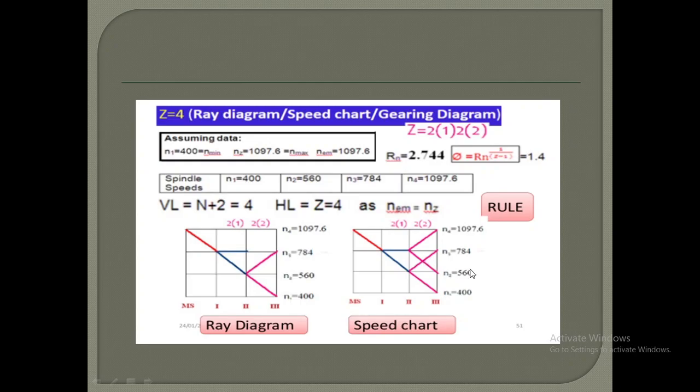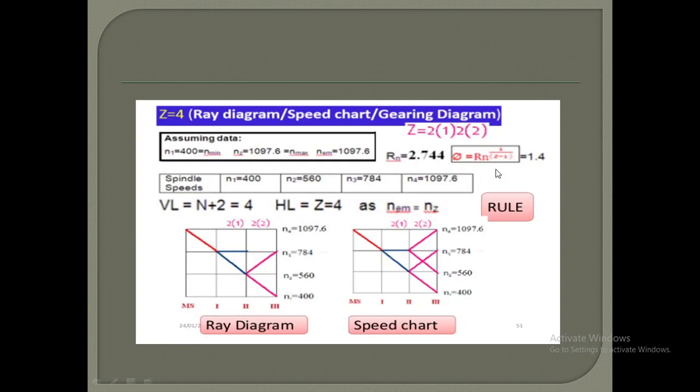Okay, with the help of that structure diagram, we will see how to draw the ray diagram as well as the speed diagram, also known as the speed chart. We know that 2122 is there. Suppose the minimum speed is 400, and nz, the maximum speed, is given as 1097.6. The electrical speed is the same, 1097.6.